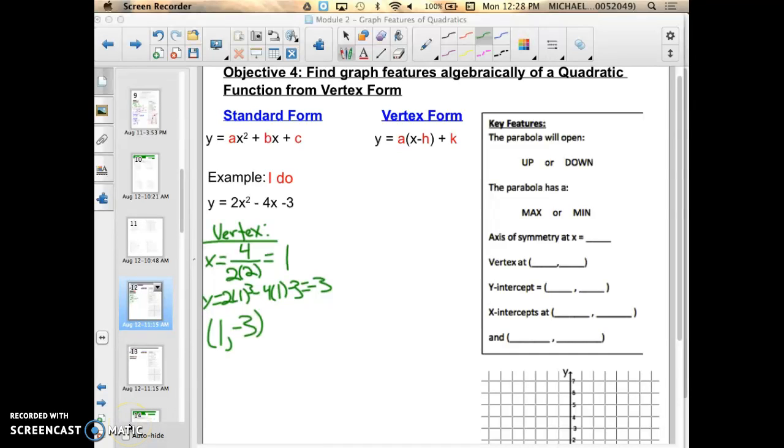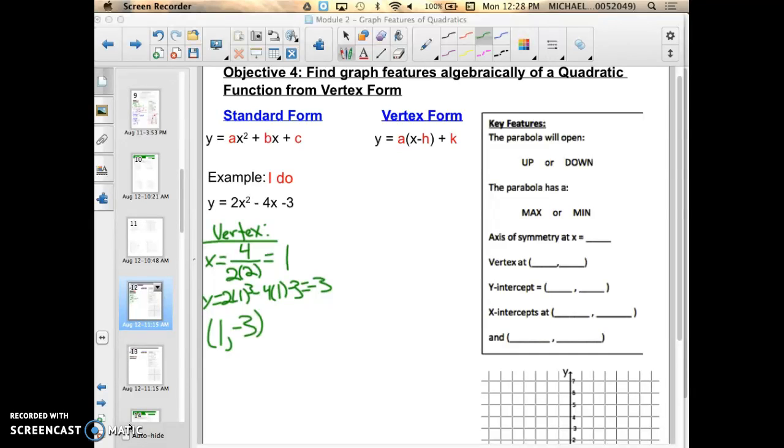Objective 4 is to find graph features algebraically of a quadratic function from vertex form. All right, so we just worked through standard form. If given a function in standard form, can we find specific graph features? More specifically, whether or not it's positive or negative, open up or down, max or min, axis of symmetry, vertex, y-intercepts, x-intercepts, kind of, and domain and range. So we're going to do similar things with the vertex form.